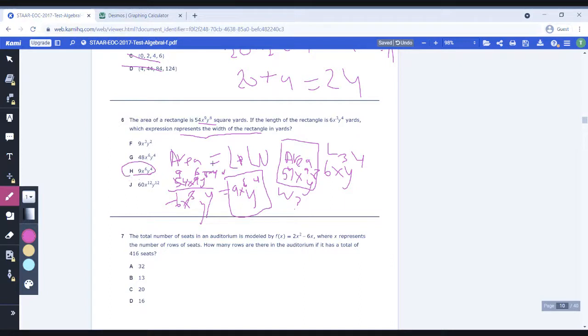And if you want to really double check, since this is our width, you can multiply this number times our 6 x cubed y to the power of 4. And if you can see, this number times this number actually gets 54 x to the power of 9 y to the power of 8. It should though. And yeah.